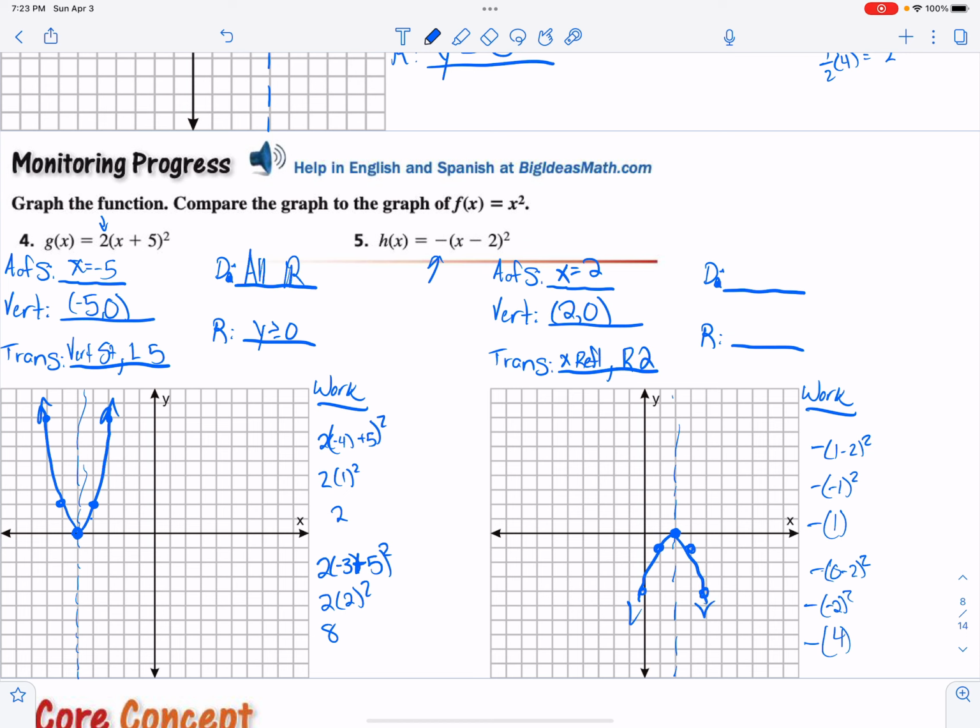And there they go. Again, domain is all reals. Range is y. Instead of greater than or equal to this time, y is going to be less than or equal to 0 because that a value made it open down.